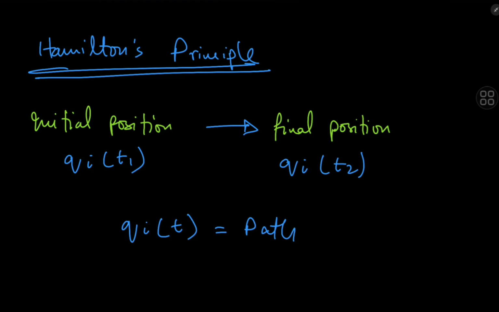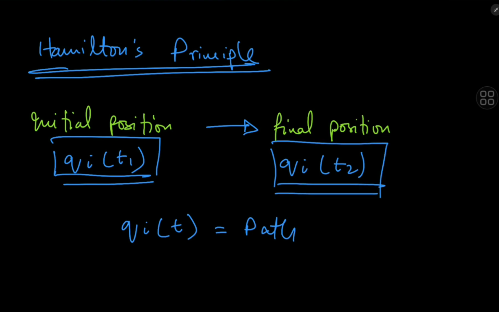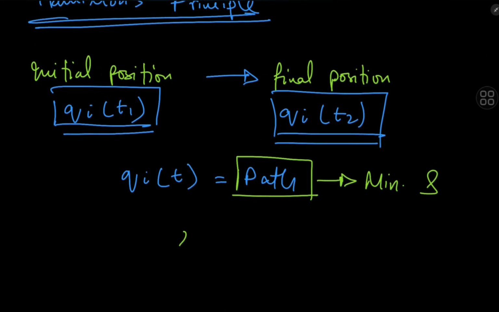The thing is, there are infinitely many functions or paths that start at this initial position and end at this final position. So out of all the possibilities, what is the path chosen by the system? That's the question answered by Hamilton's principle. Hamilton's principle states that the path chosen is the one that'll minimize the action integral S. In other words, the action integral, defined as the integral from t1 to t2 of the Lagrangian, attains a minimum value on the actual path followed by the system.